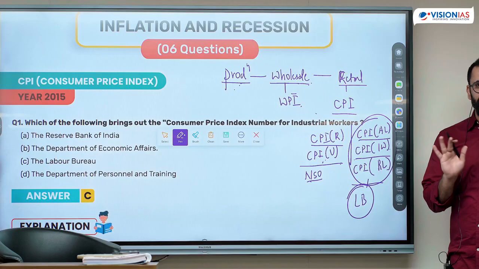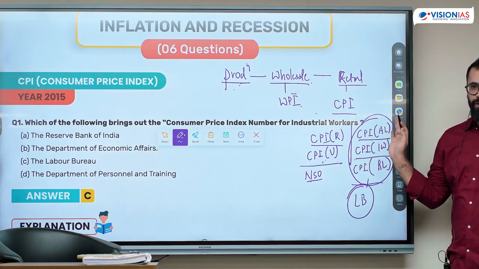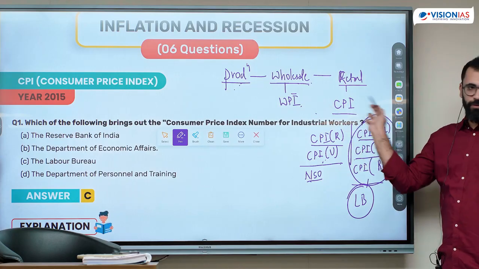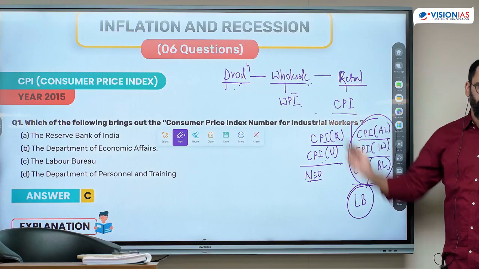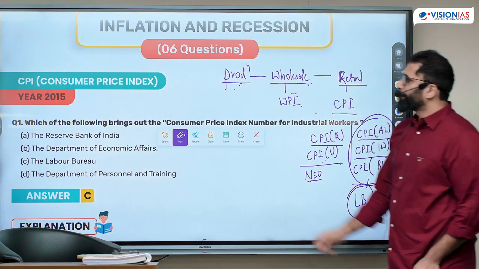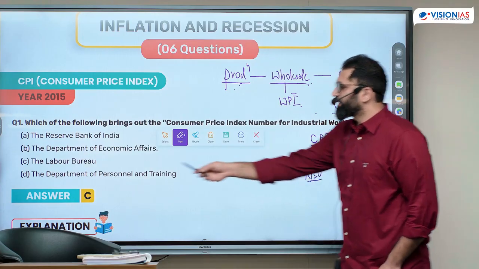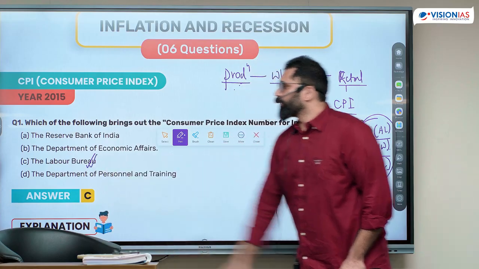So the basics of inflation and measurement of inflation, you should know what exactly does what. And their basket will also come as another question, which has come on the basket of WPI and CPI. The answer here is the Labour Bureau.